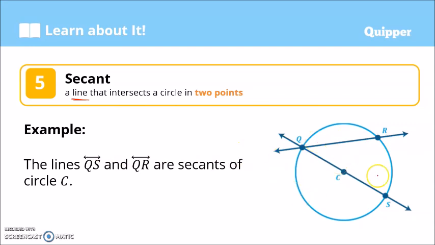So, in this example, we have the lines QS, we have here Q, and then CS, and dito. So, this line is a secant. Okay, secant. Next, we have line QR. So, CQ, then R. So, this line is a secant. So, these are the secants of circle C.